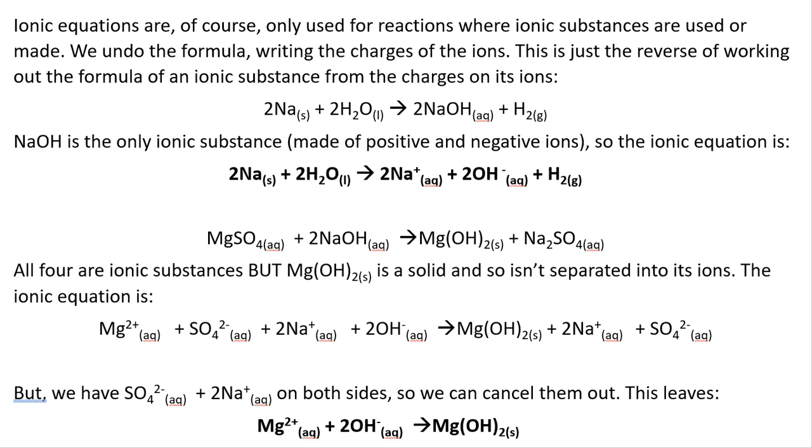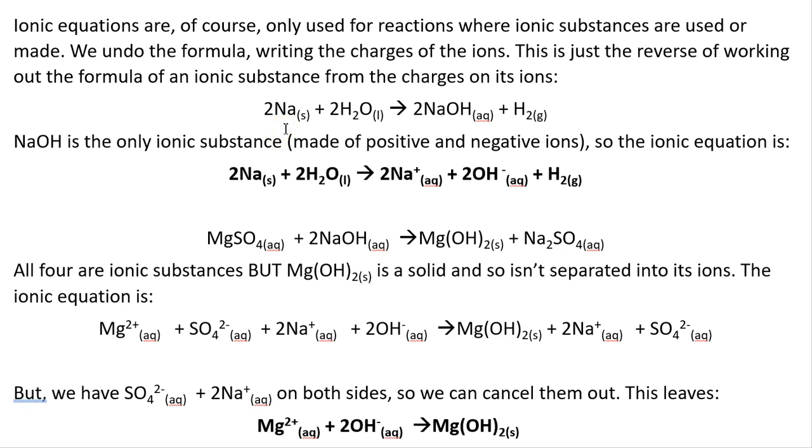Ionic equations, final type. They are, of course, only used for reactions where ionic substances are used or made. And we undo the formula. When we looked at making the chemical formula of different substances, it was combining ions so that their charge is balanced. Now we're going the opposite way. It's the reverse of working out the formula of an ionic substance.